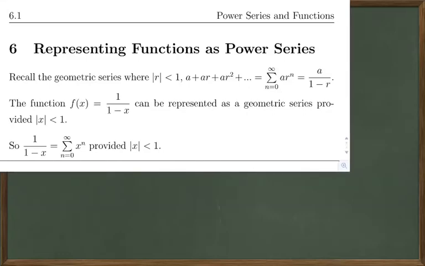Okay, this is the third and final video on section 6.1. That's power series and functions. And here we're going to be representing functions as power series.